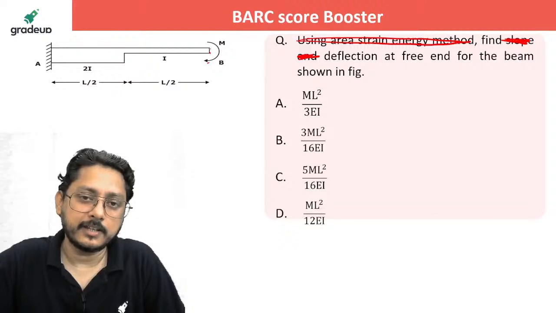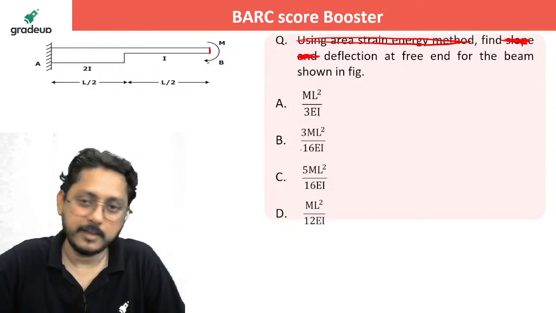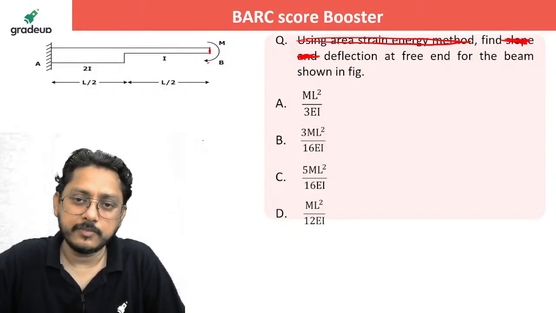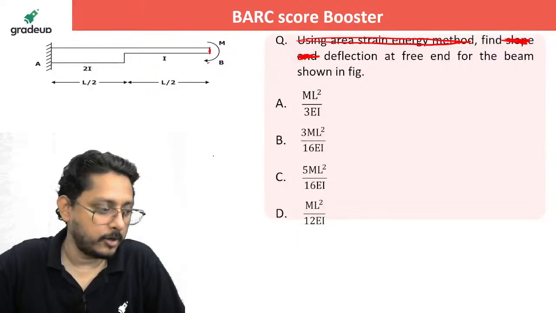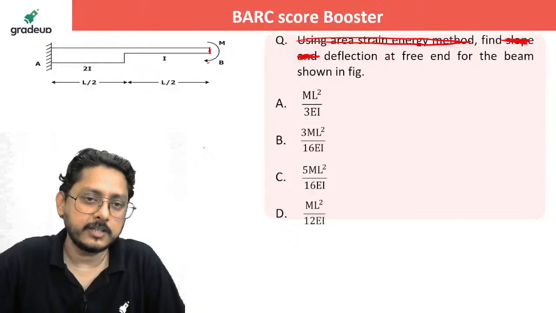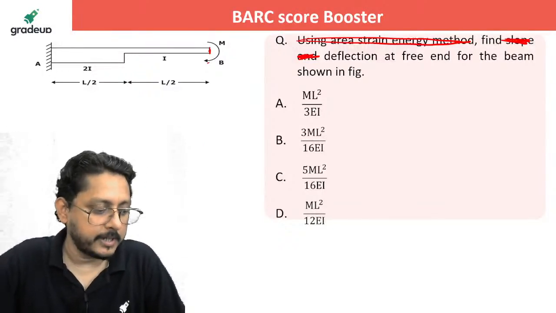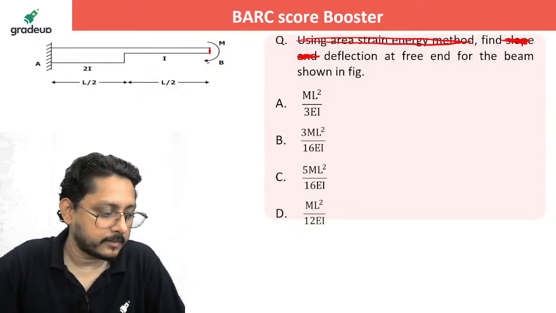Find the deflection at the free end. Yeah, that's all. How will you find it? There are several methods. You can do it by strain energy. You can do it by the conjugate beam method. You can do it by the moment area theorem. You can do anything.